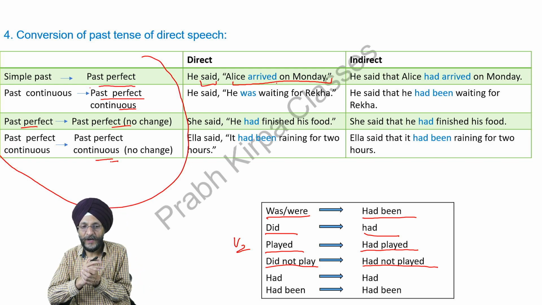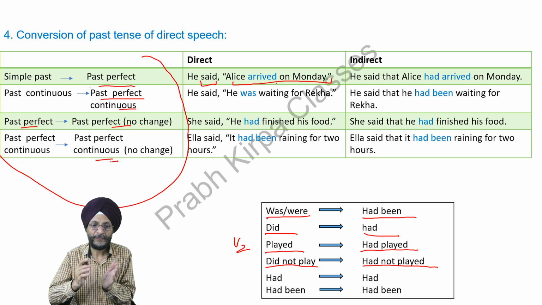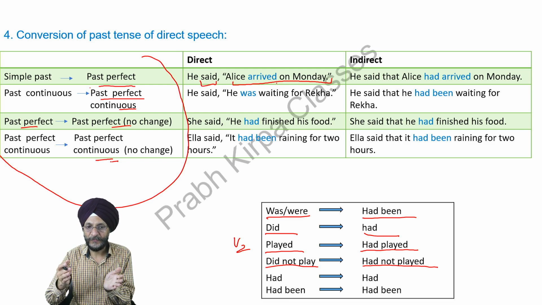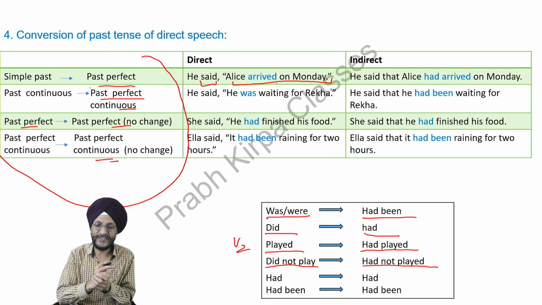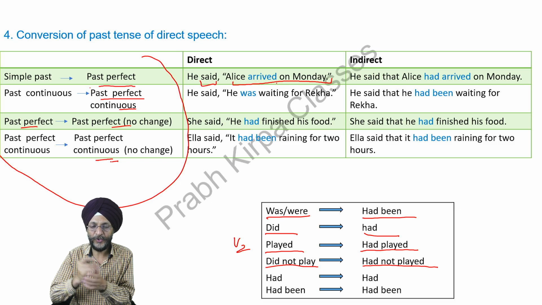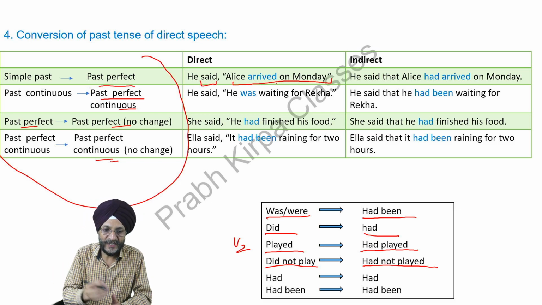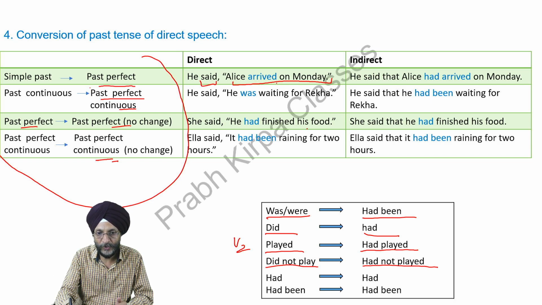We have already uploaded videos on all the three types of tenses: past, present, and future, and all its types. We have discussed all these tenses in detail. You can visit our website or YouTube, Prab Kirpa classes, and you can understand all the tenses in detail. However, we now come to the main topic.